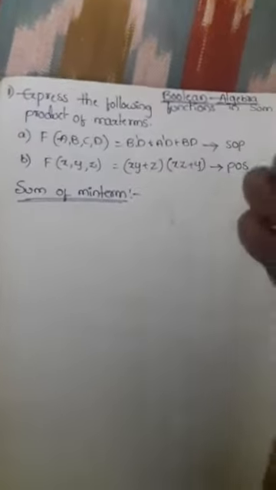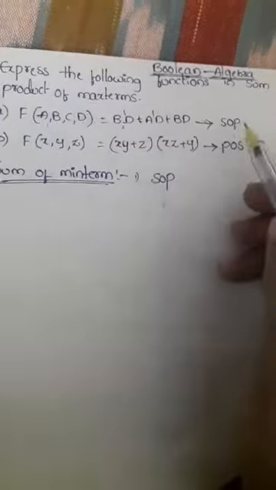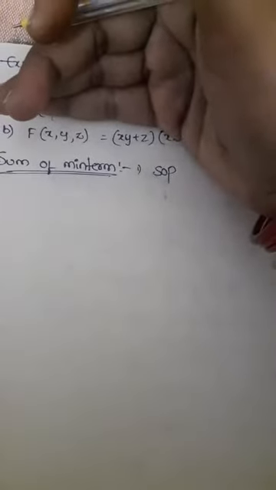What is the rule for the sum of minterms? Whatever expression we have, it should be in the form of SOP, not POS. That is the first rule. That means any expression we take must be in the form of a sum of product equation. But suppose they directly give a POS equation and ask us to express it in sum of minterms.